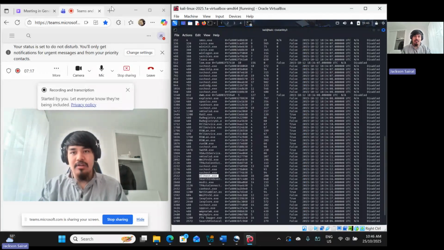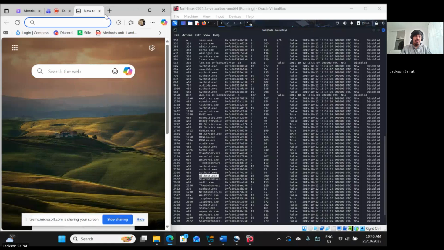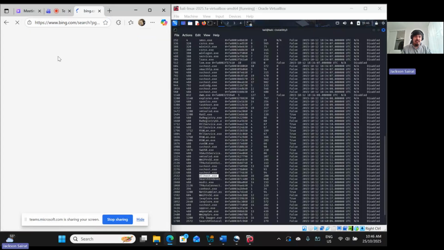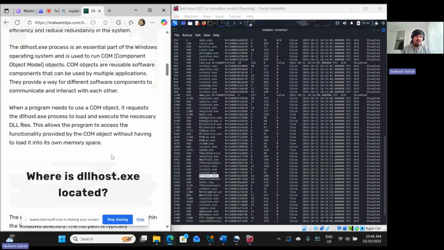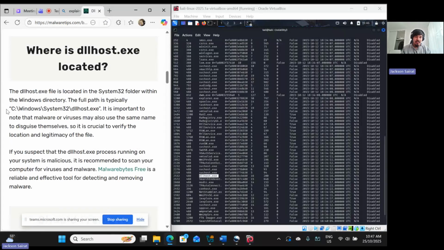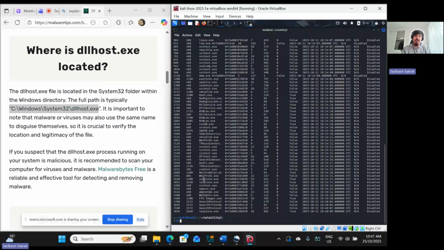dllhost.exe, and then I'll go online and search "explain dllhost.exe", and I get information such as the location and what it does, for example, where it should be stored. Another thing about suspicious files is that they often pretend to be normal files by having the exact same name. One method to distinguish suspicious files from normal files is to research where they're being stored.